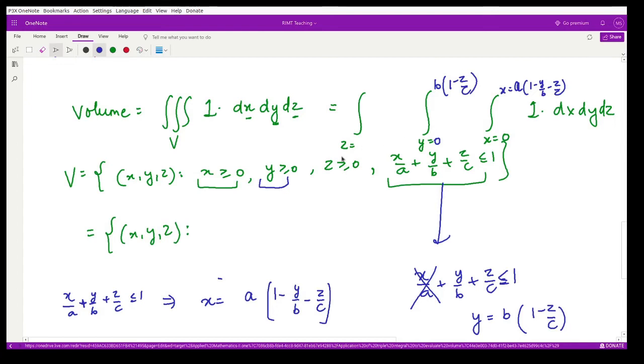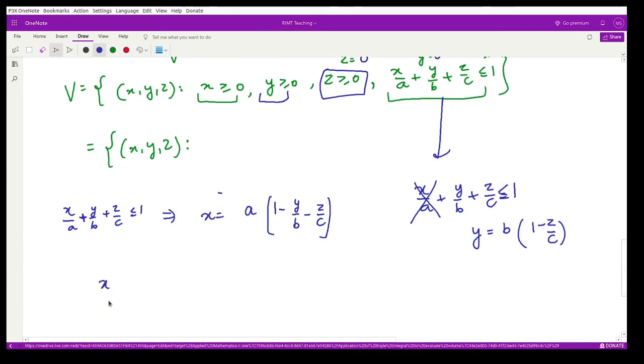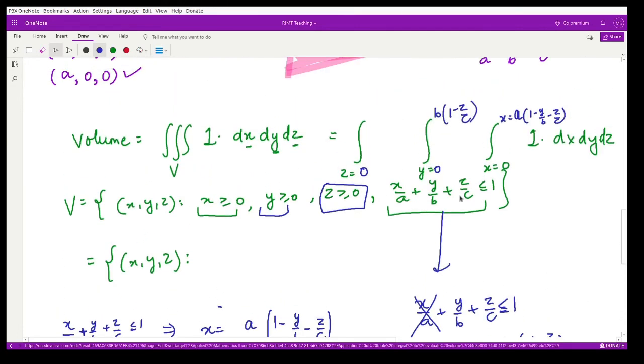And similarly for z, the lower limit is this one, 0. And for the upper limit, we will again consider x upon a plus y upon b plus z upon c is equal to 1. So that means we can calculate from here. We do not want y and we do not want x, so we only want z. So the upper limit for z is equal to c. So this becomes your upper limit. So now you can very easily compute this integral, right?